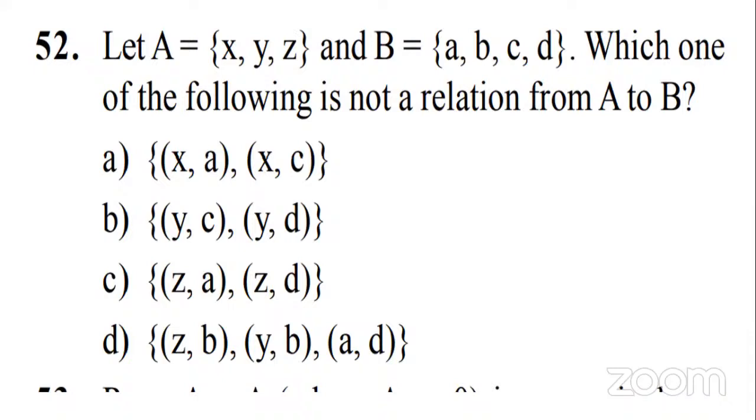If you check the ordered pairs here, X and A is there, X with A and X with C. It is a relation. Then YC and YD: Y is from the first set A, and C and D are from the second set.